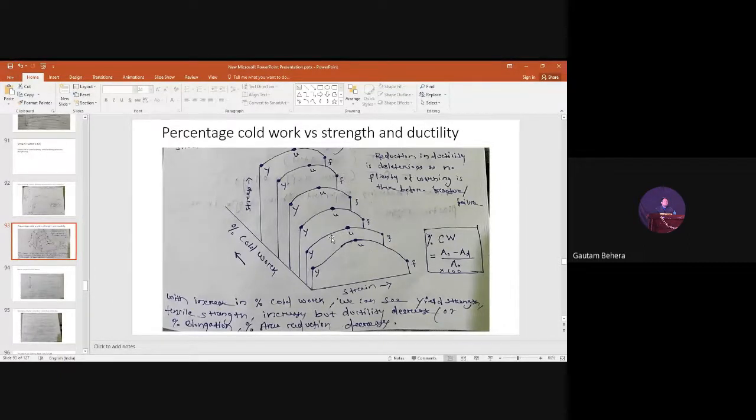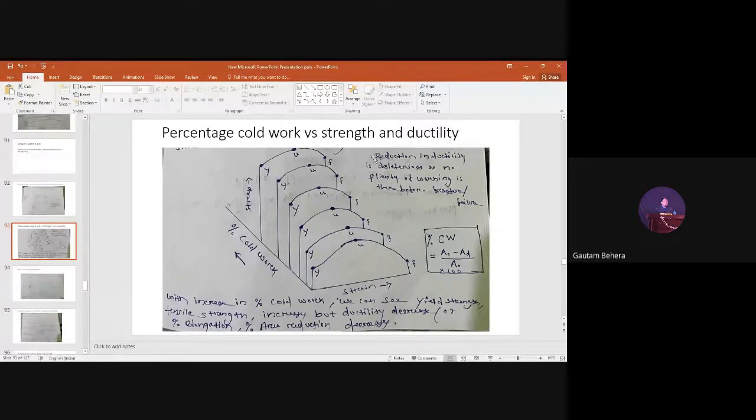But yield strength is increasing. Ultimate tensile strength is increasing. So with increasing percentage cold work, we have seen that yield strength increases, UTS increases, but the ductility is decreasing. So this is the way you can harden or strengthen a material by cold working the materials. Cold working means working at relatively low temperature, like below recrystallization temperature, right?